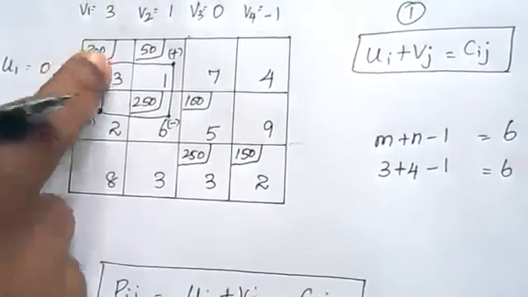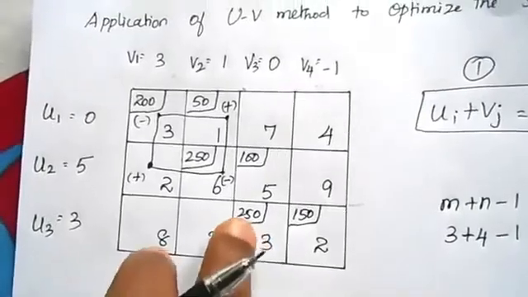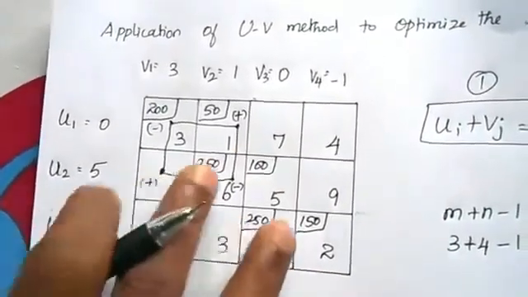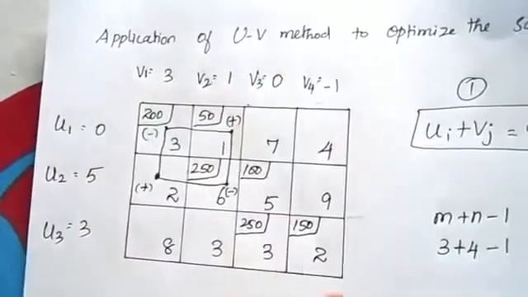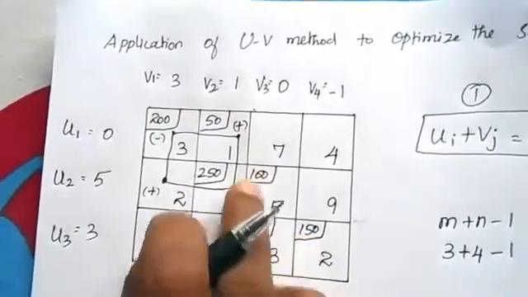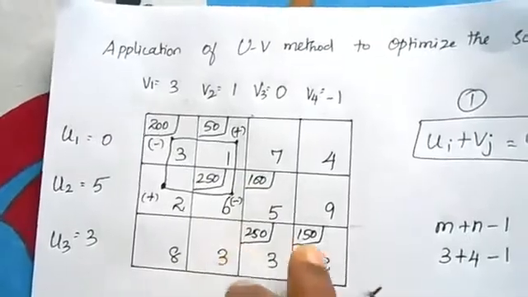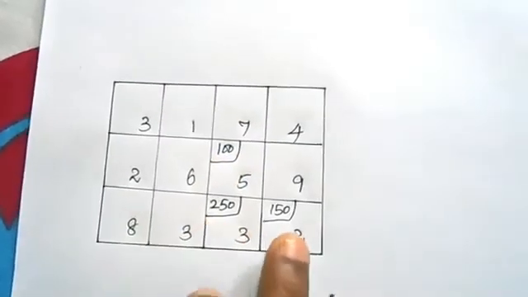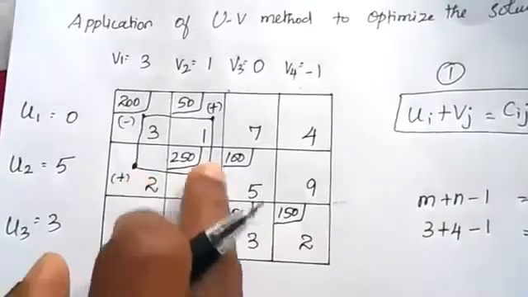Okay, now we have to draw a new iteration. In the new iteration, just write the allocated value for all other cells. So except for the loop cells, the other cells are there now. Just write the allocated values as they are. Here 100, here 250, here 150. So there will be no changes in these. 100, 250, 150. Now look at the loop cells.